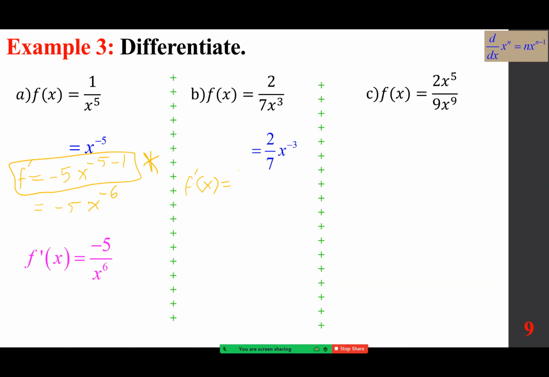F prime of x equals 2/7 times -3 x to the power of -3 minus 1. Now algebra, -6/7 x to the power of -4. And here's the final and proper answer. If you want to skip any of those algebraic steps, that's fine.